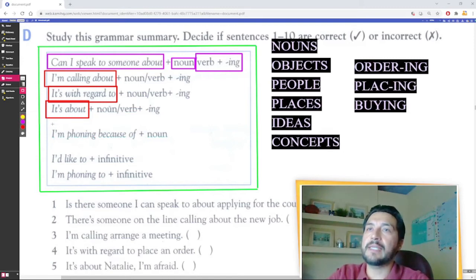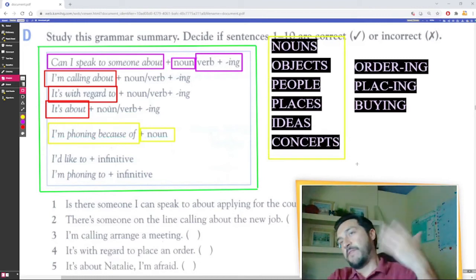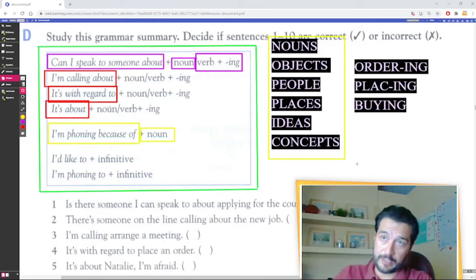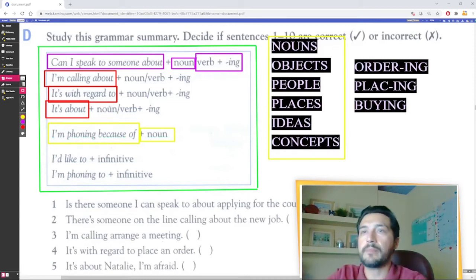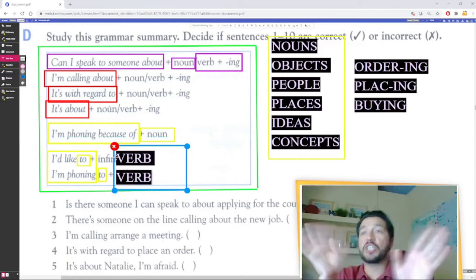For this next phrase, I'm phoning because of, the only option would be nouns. Only one option, nouns. I'm phoning because of an object, a person, a place, an idea, or a concept. And for the following two phrases that finish with to, we can only use the infinitive verb. So just a regular verb, just a verb. No ing or anything like that.